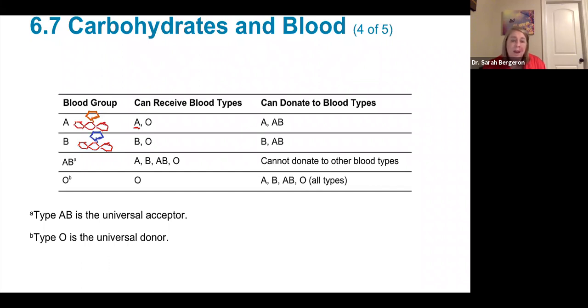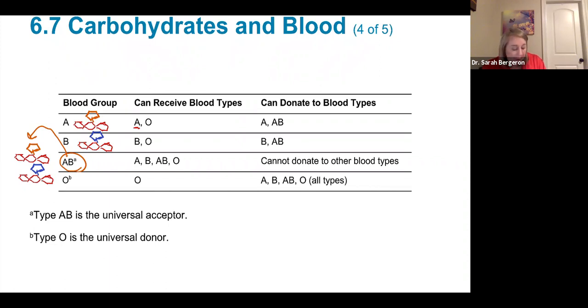AB has both of what is in A and B. I'll put it right there. This is AB. AB is both of all of that stuff. So it can receive from anyone.